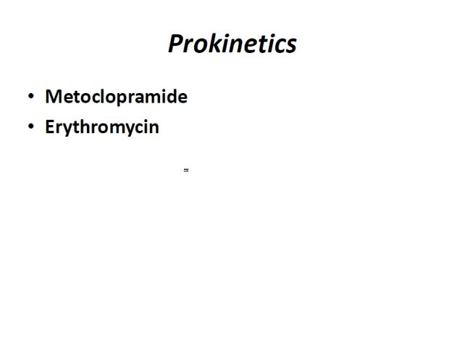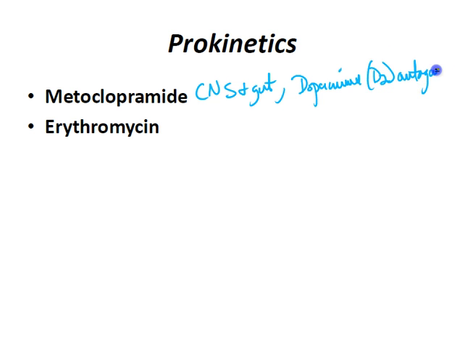Moving right along, talking about the prokinetics here. We're going to talk about metoclopramide and erythromycin. Metoclopramide is a D2 receptor antagonist both in the CNS and in the gut. CNS and gut. Dopamine or D2 antagonist. So the CNS actions, what's he going to do?